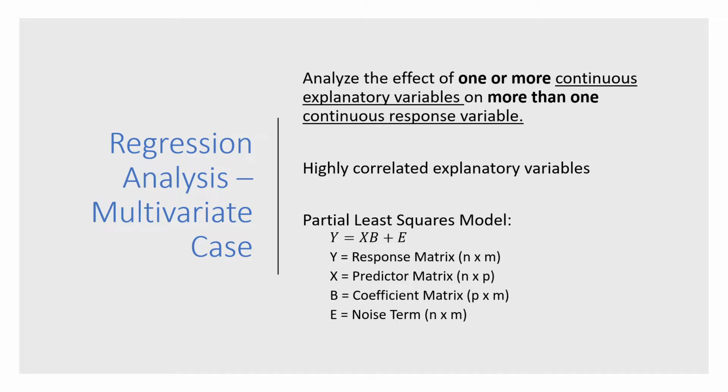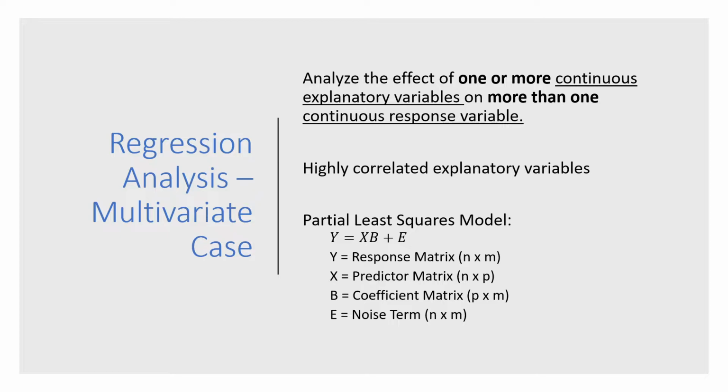Now let's suppose we no longer are interested in only a single response variable, but instead want to analyze the effect of our set of explanatory variables on more than one continuous response variable, hence entering the multivariate case. Additionally, let's suppose that we are working with data in which the explanatory variables are highly correlated and we want to account for these relationships. In this case, the partial least squares method of regression analysis is appropriate.